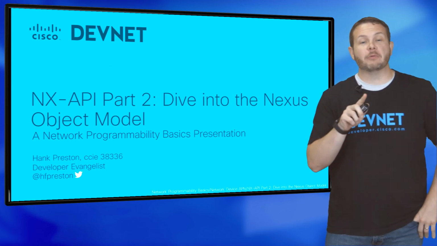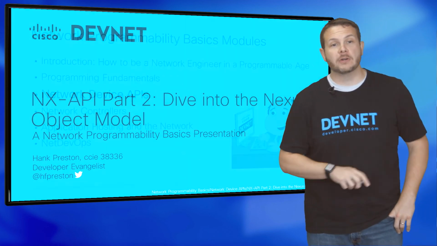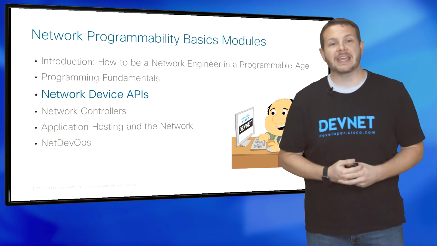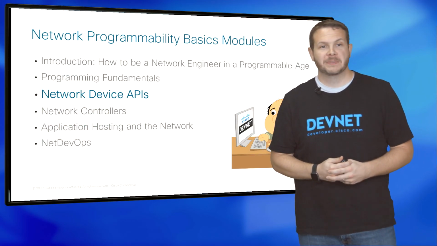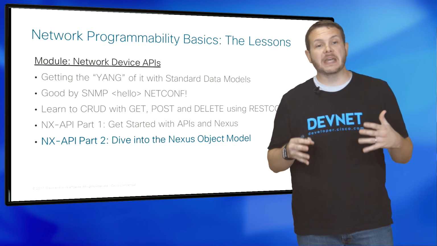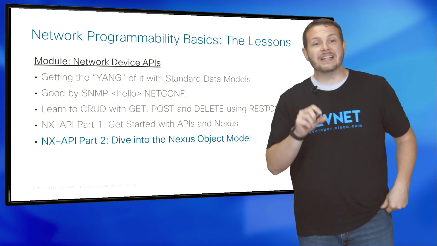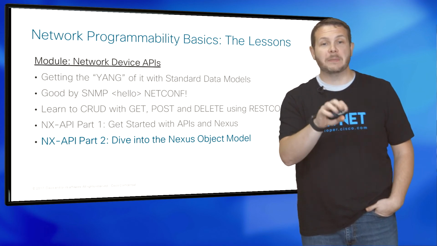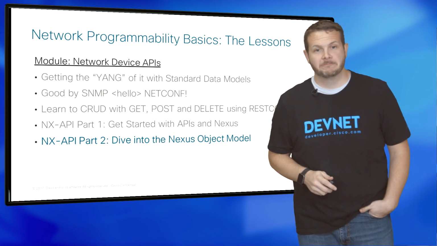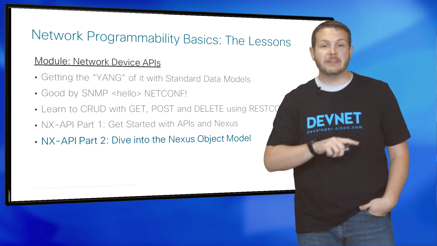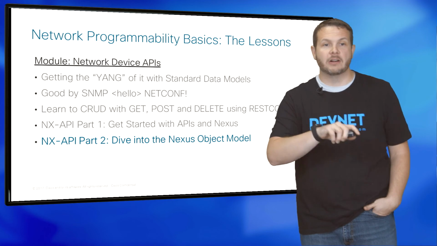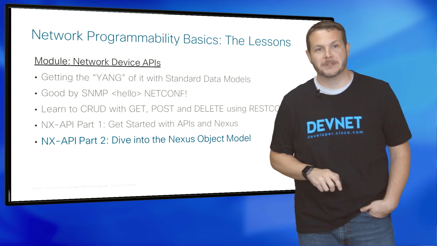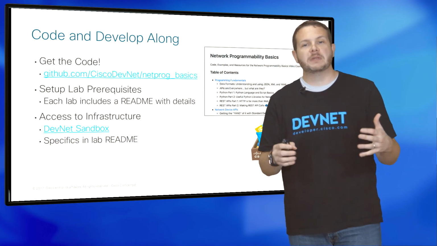This is a part of our Network Programmability Basics video course, and we are in the Network Device APIs module. Now this lesson is a follow-up to NX API Part 1, where we got started with the native APIs in NXOS. In this session, we're going to go even deeper and look at the object model that underlies NX API REST.